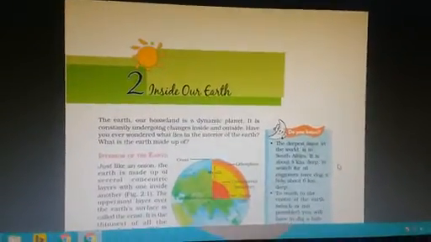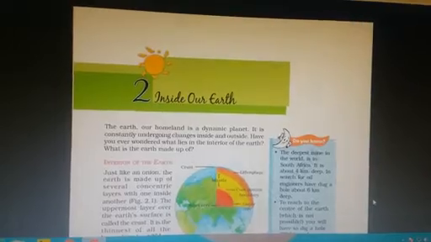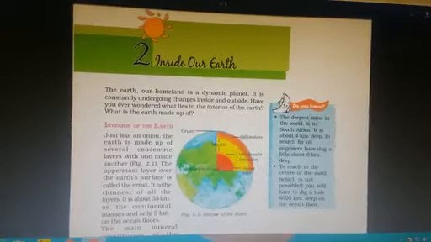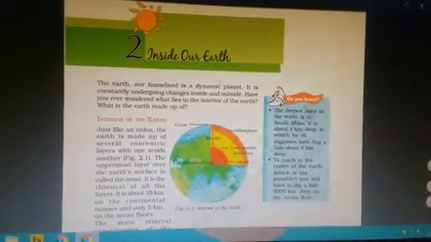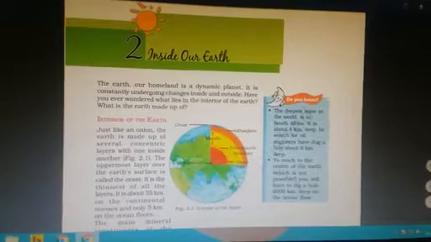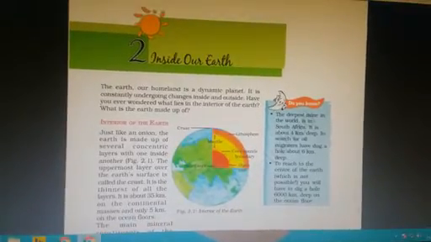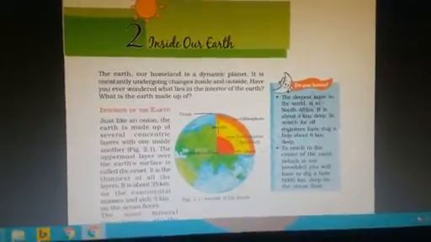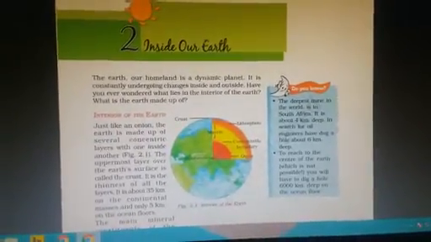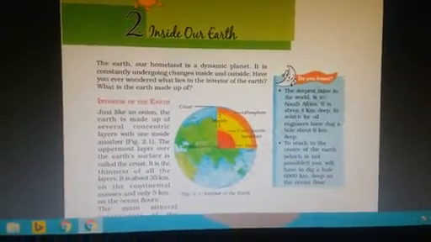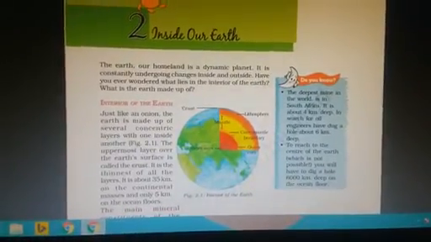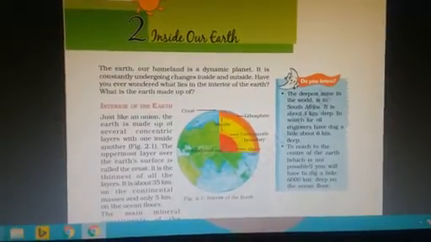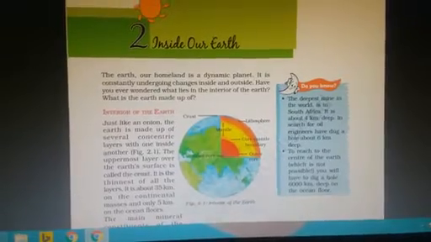This is the second chapter of geography, and its name is Inside Our Earth. Earth is the third planet of our solar system, and Earth is also called the blue planet. In this planet, all the living things and non-living things survive and interact with each other. Today we will discuss what the main components of the interior of the earth are.